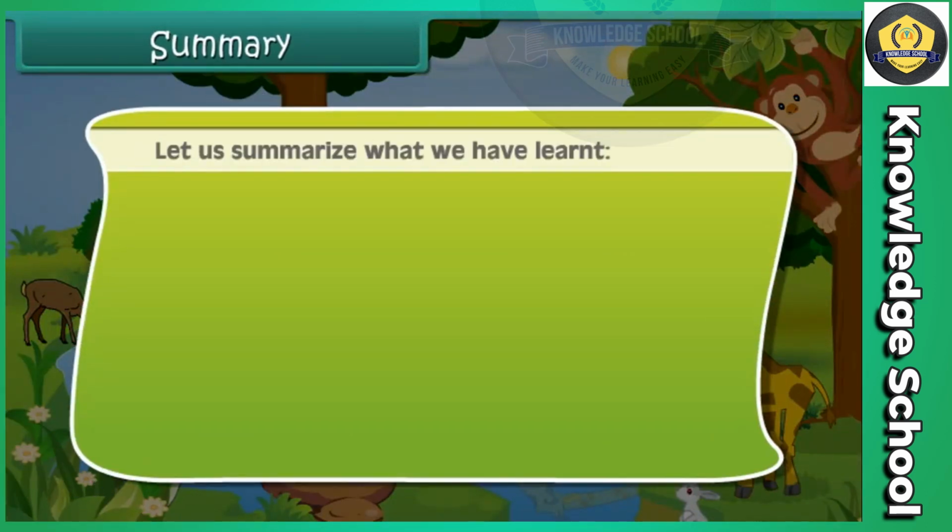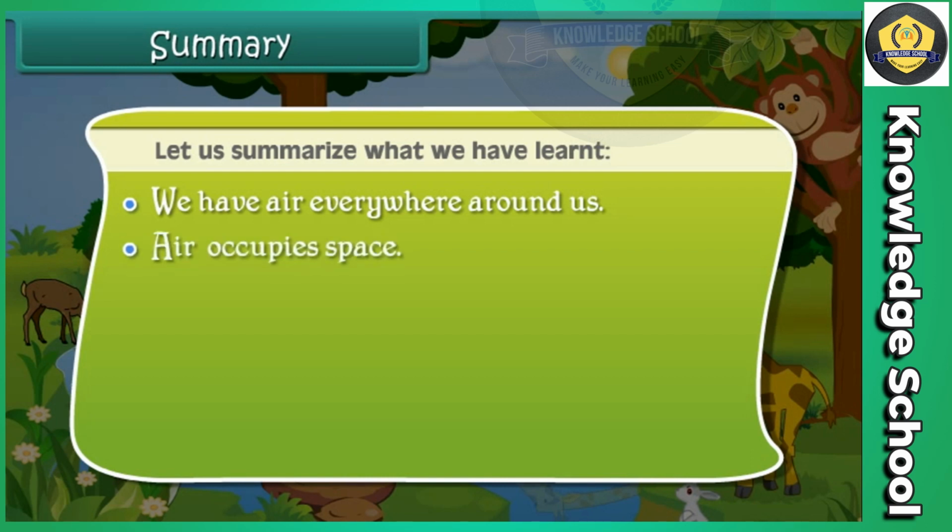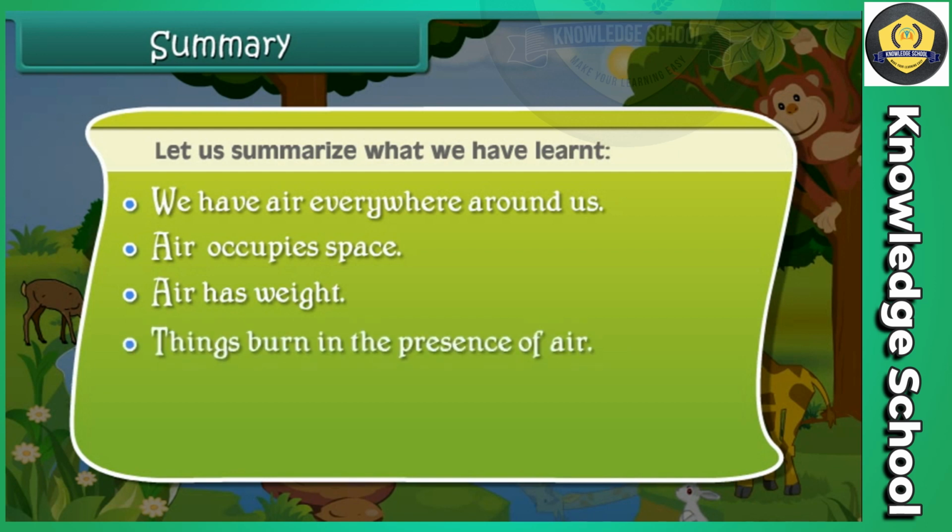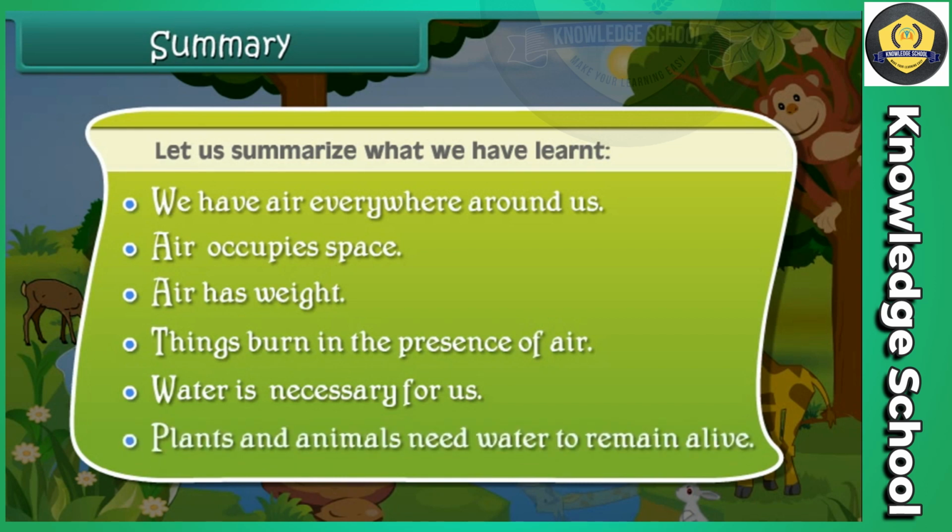Let us summarize what we have learnt. We have air everywhere around us. Air occupies space. Air has weight. Things burn in the presence of air. Water is necessary for us. Plants and animals need water to remain alive.